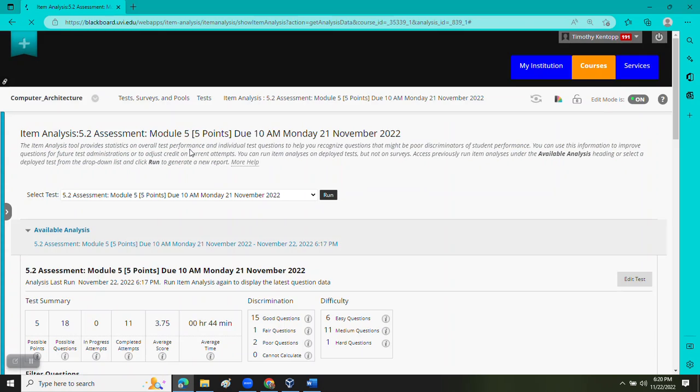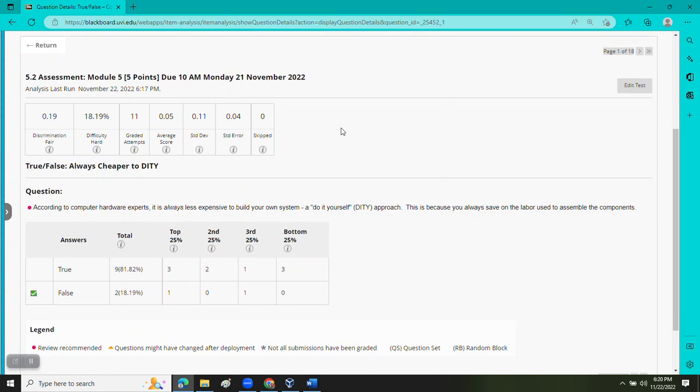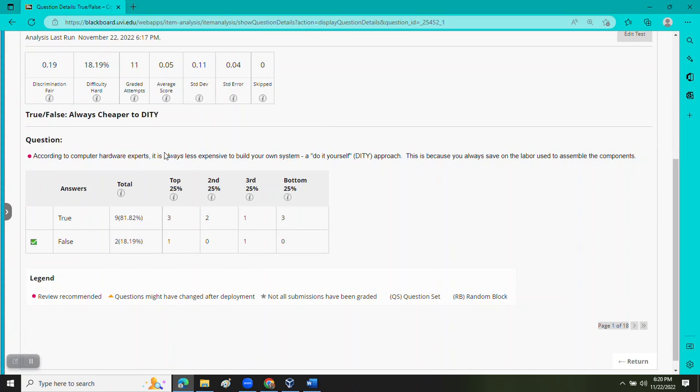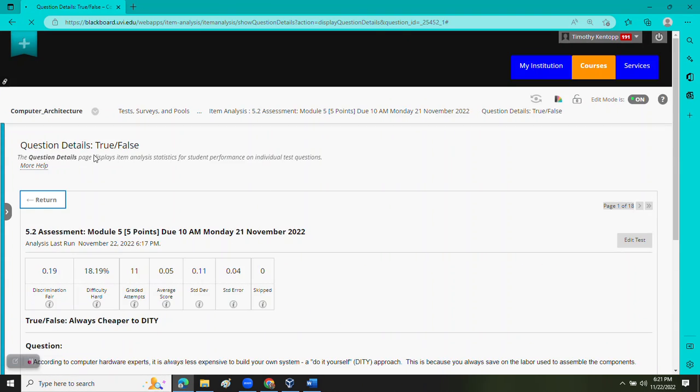First item that posed a challenge for most students in our Module 5 assessment was a true-false question that reads, according to computer hardware experts, it is always less expensive to build your own, a do-it-yourself approach. This is because you always save on labor used to assemble the components. That is false. The fact is, it all depends on market interests. So that doesn't always prove to be the case.